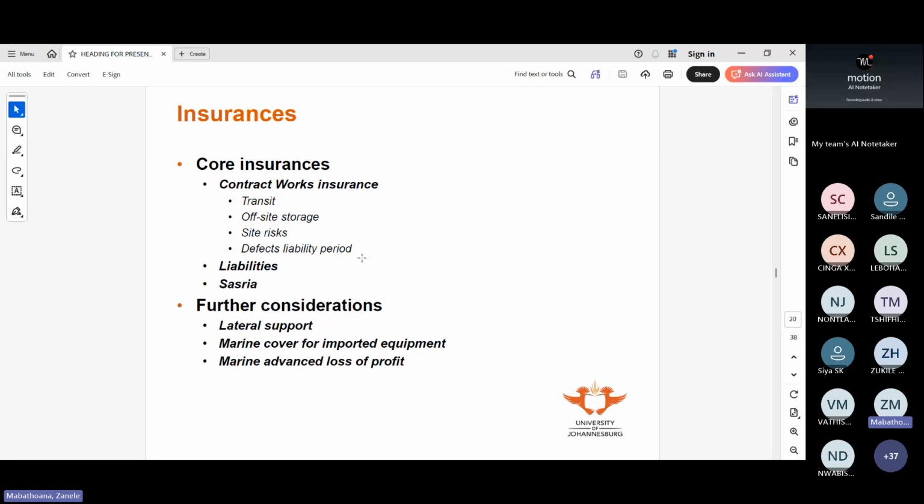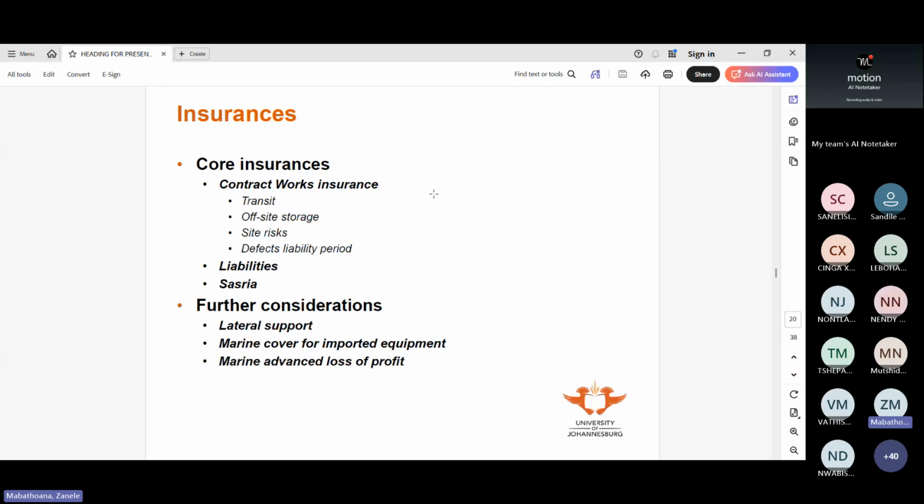So what I've done is with insurances, I've told you the types of insurances. So we have the core insurances, which is your contract works insurance that the contractor is responsible for. And that includes goods that are in transit, off-site storage, site risks, and defects during the liability period. So that is the sort of insurance that the contractor needs to have in place. And then there's also insurance against liability. So your third-party liability, and all of that. And then you have your SASRIA, which covers you against force majeure events.